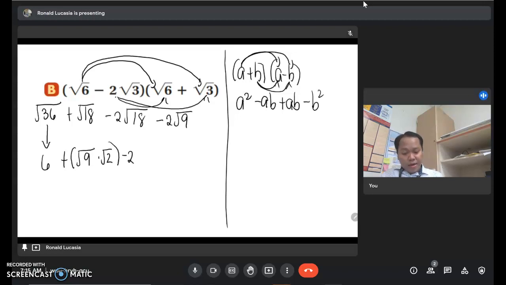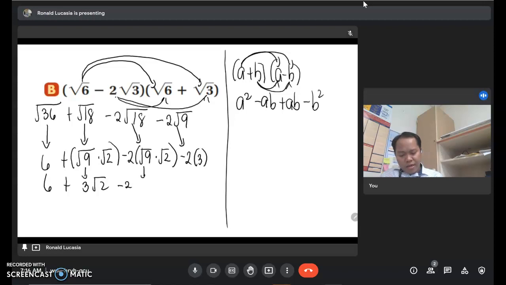Same thing with this one. We have the square root of 9 times the square root of 2, and then copy negative 2. The square root of 9 is 3, so you multiply it by negative 2. So 6, the square root of 9 here is 3, square root of 2, copy. Negative 2, the square root of 9 is 3. Square root of 2, and then we have negative 6, negative 2 times 3. So 6 plus 3 square root of 2, negative 2 times 3, that's negative 6, square root of 2 minus 6.